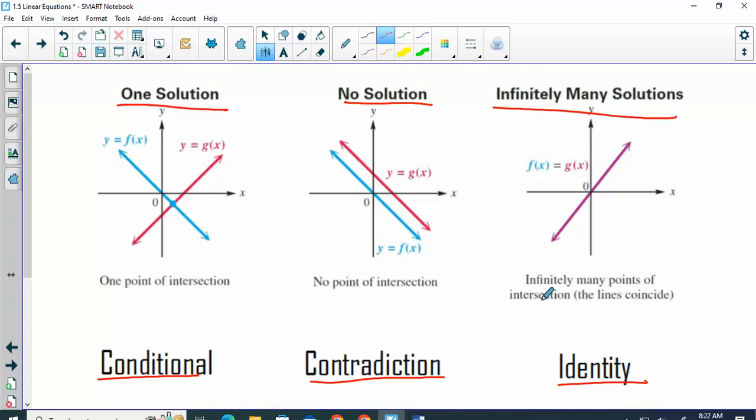So you need to know the 3 types. I might ask you on a test or quiz to solve it and classify it. So if you get a solution, it's a conditional. If you get no solution, it's contradiction. If you get infinite solutions, it's an identity.